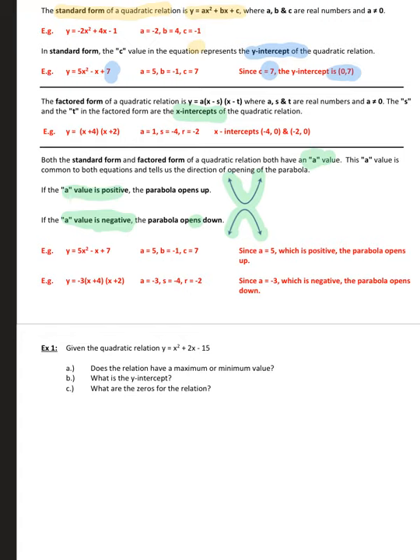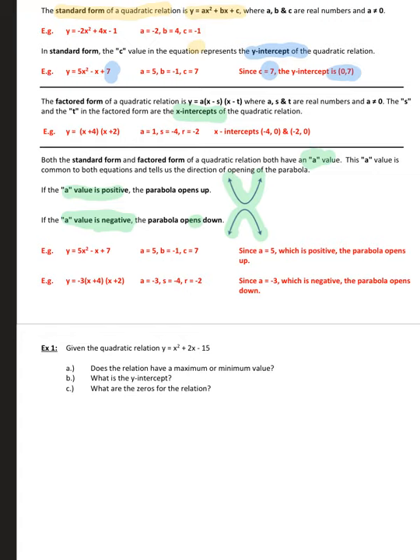I'm opening down. So if I'm looking here at y equals 5x squared minus x plus 7, if I'm looking at this 5 in front of my x squared, what that means is that my 5, it's positive. So my parabola, it's going to open up. If my -3 here is out front, now that's negative, which means that my parabola opens down. Okay? So I want you guys to pause the video and I want you to look at this example here. y equals x squared plus 2x minus 15. Okay?